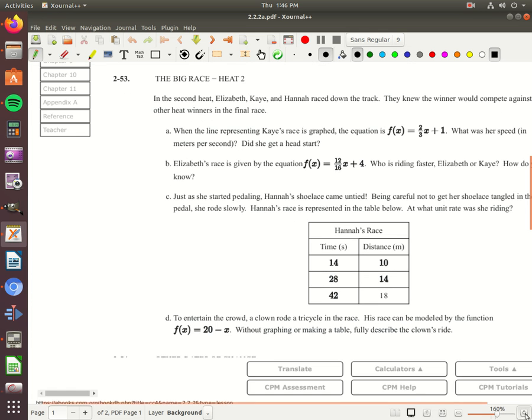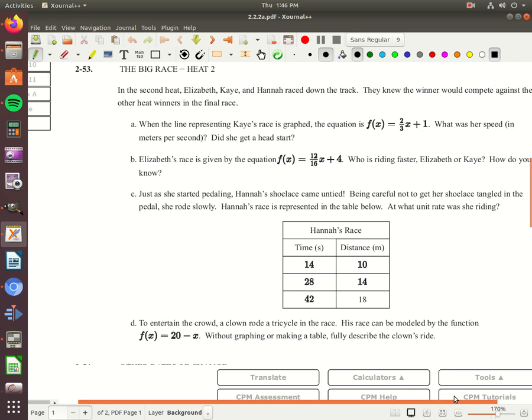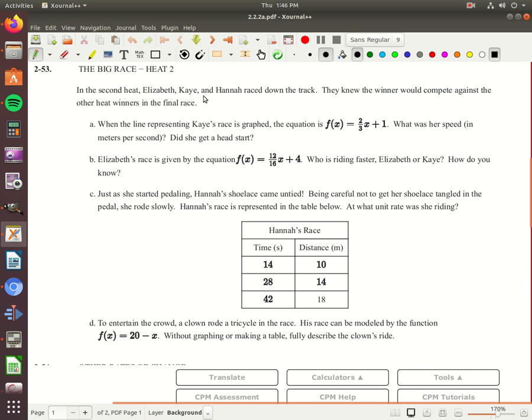All right, so the big race, heat 2. So we did heat 1, now we're going to heat 2. It says in the second heat, Elizabeth, Kay and Hannah raced down the track. They knew the winner would compete against the winners of the other heats in the final race. When the line representing Kay's race is graphed, we get y equals 2/3 x plus 1. Her speed was obviously 2 meters every 3 seconds. Head start, she got a 1 meter head start.